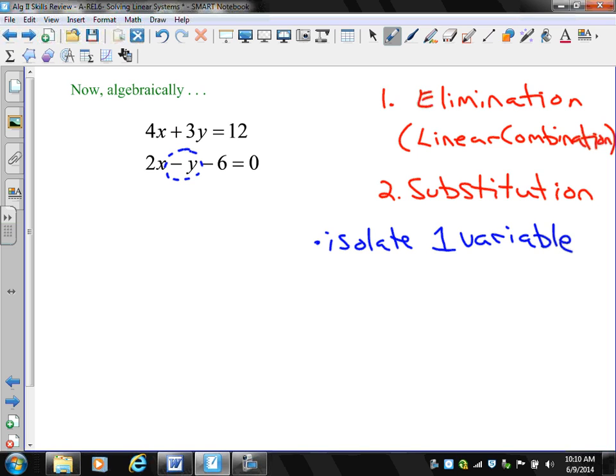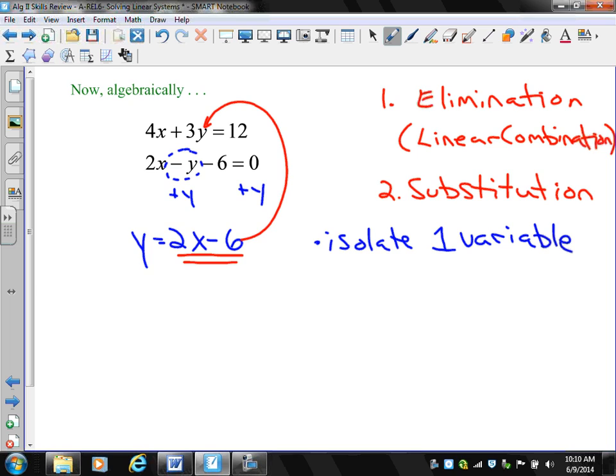So I'm going to start off by doing that. In fact, I already did it on the last page, right? Didn't I already do that? Oh, I erased it. Sorry. I got y by itself, right? I added y to both sides, and I got y equals 2x minus 6. Hopefully you still have that in your notes. So I isolated one variable, and now I'm going to substitute that expression. I'm going to put 2x minus 6 in for y in the other equation.